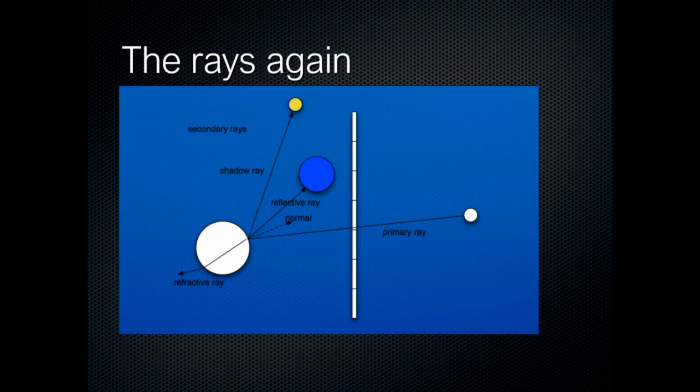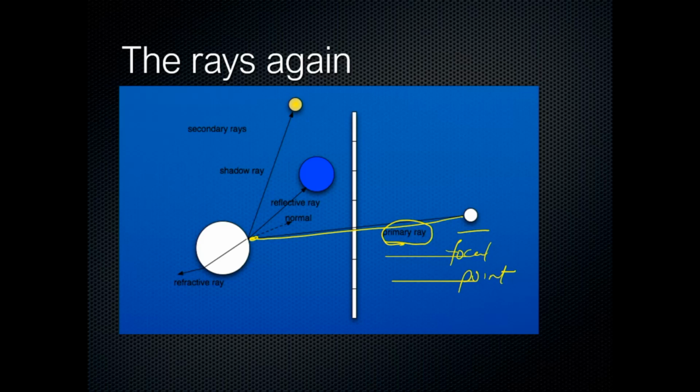We're going to start at the camera. So this is the camera focal point. And we'll send out the primary ray. Primary ray goes out into the scene and hits an object, or doesn't.